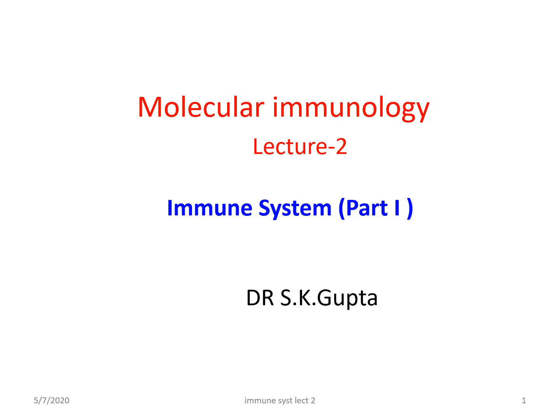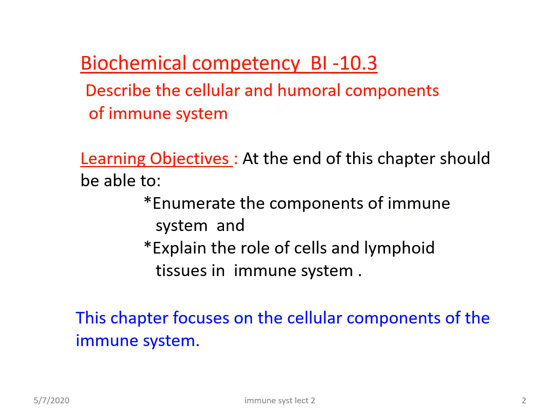Now today we will be starting with lecture number 2 and we will discuss the immune system. The competency covered under this lecture is 10.3, which states: describe the cellular and humoral components of the immune system. Learning objectives under this competency are that the student, after studying this chapter, should be able to enumerate the components of the immune system, and number 2, explain the role of cells and lymphoid tissue in the immune system.